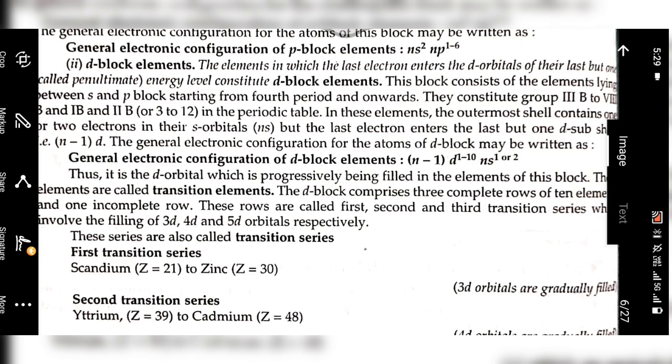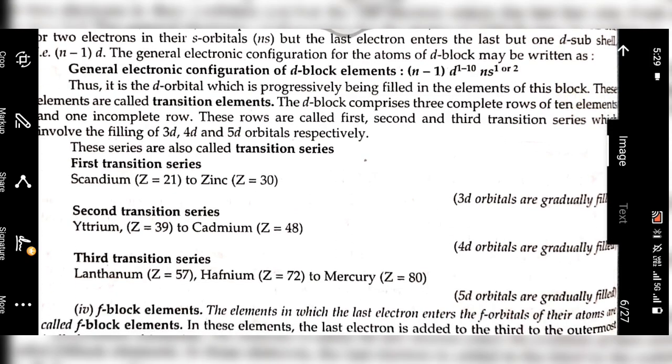First transition series: scandium to zinc. Second transition series: yttrium to cadmium. Third transition series: lanthanum to mercury. F block elements.